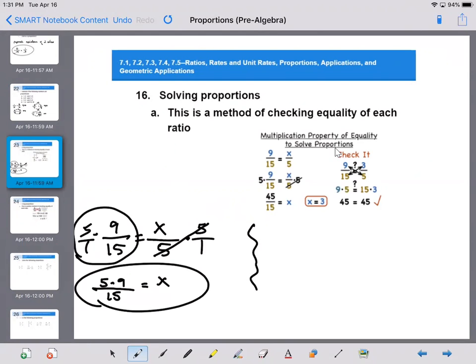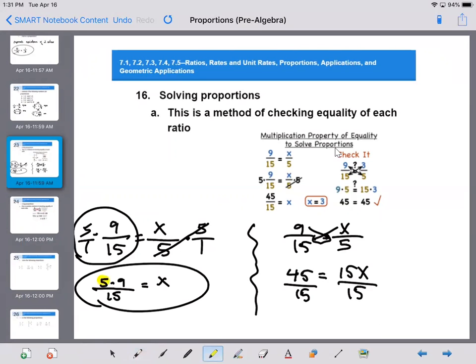Well, with cross products, you can do the same thing. Look what you get. 9 times 5 is 45, and 15 times x is 15x. You're going to divide both sides by 15. Well, what is 9 times 5 over here? That's 45. You're still going to divide by the coefficient. So I don't care which method. This is a very common method, your cross products, as opposed to your multiplicative property of equality here. Either one gets you to the answer. It's really whichever one you like to work.